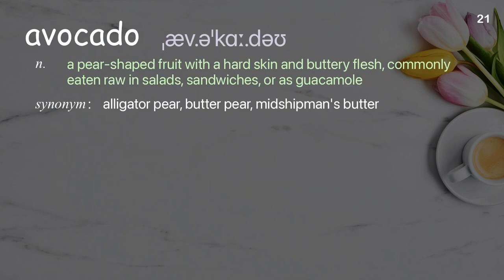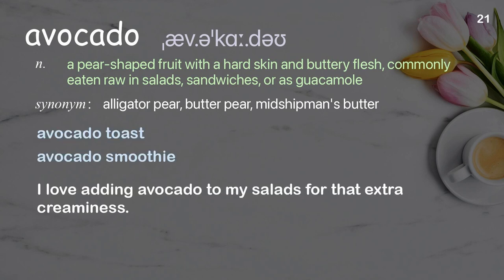Avocado. A pear-shaped fruit with a hard skin and buttery flesh, commonly eaten raw in salads, sandwiches, or as guacamole. Examples: avocado toast, avocado smoothie. I love adding avocado to my salads for that extra creaminess.